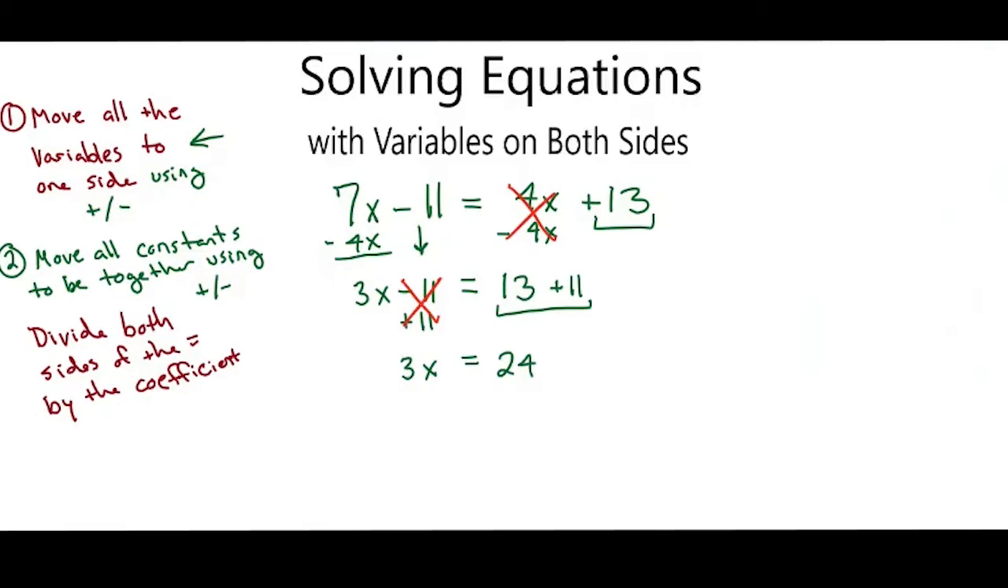So now I have 3x equals 24. So I will divide both sides by 3. Those 3's cancel. I'm left with x equals, well, 24 divided by 3 is 8.